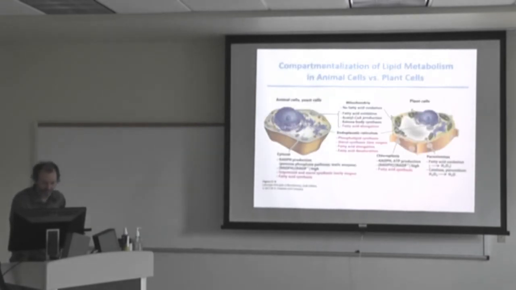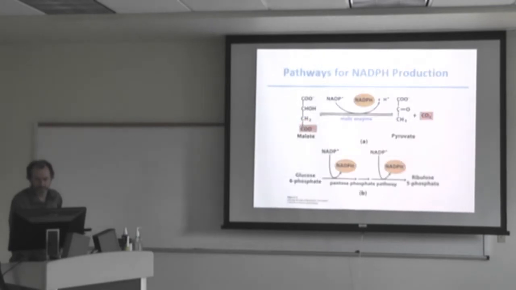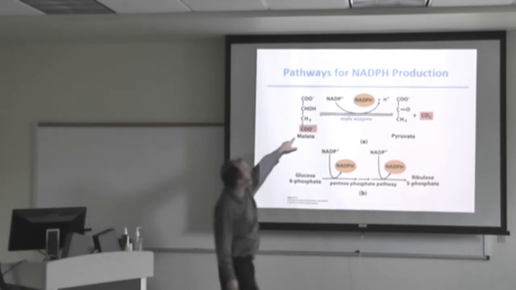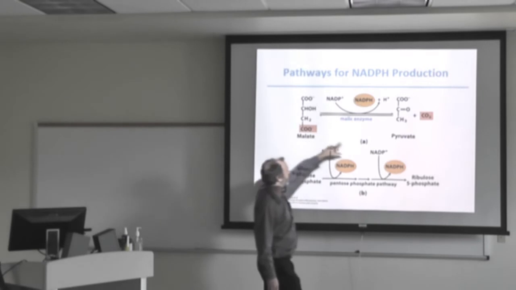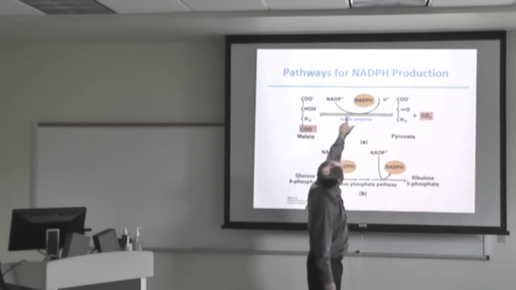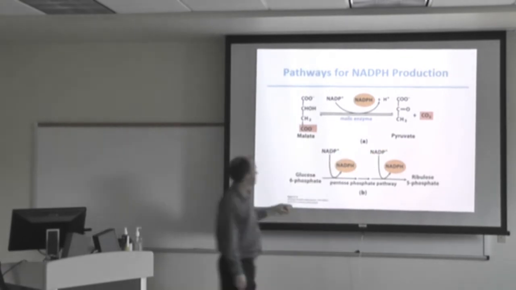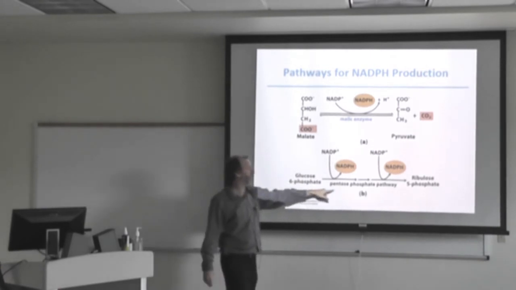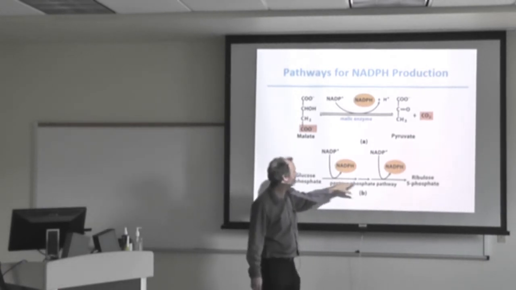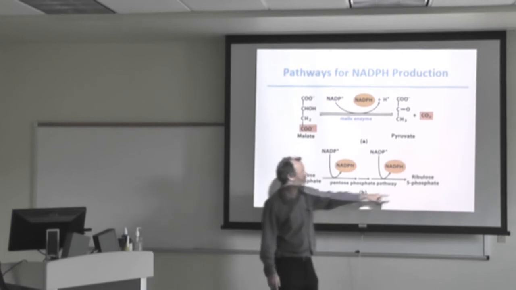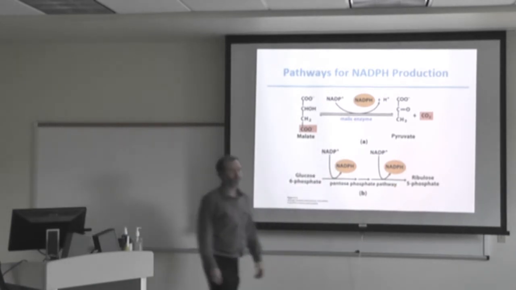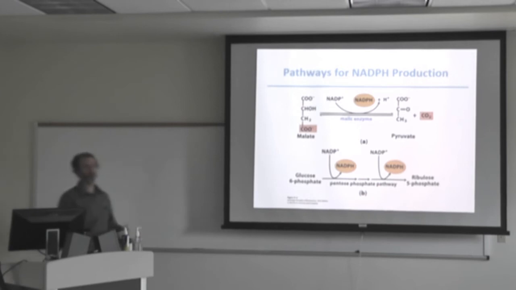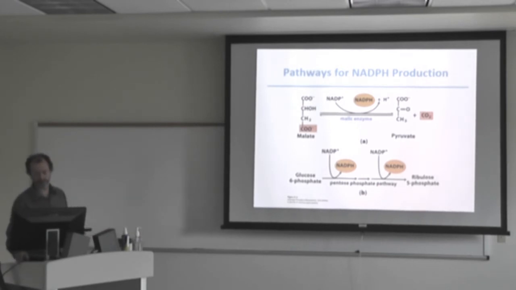This is the same figure from before, isn't it? And this shows you the pathways for NADPH production. So malic enzyme: malate gets oxidized to pyruvate, and in the process we produce NADPH. Like with that, glucose 6-phosphate via the pentose phosphate pathway will produce 2 NADPHs, and then also ribulose 5-phosphate, which provides a 5-carbon sugar for nucleic acids.